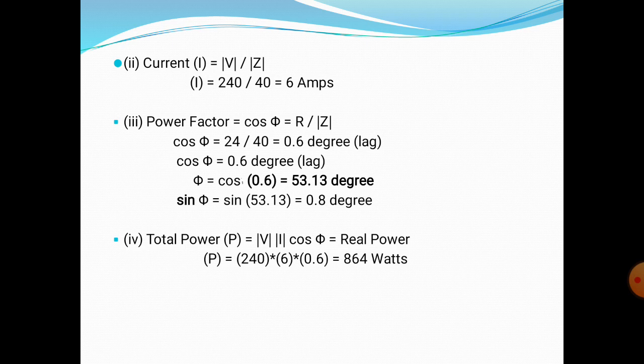And next we have to find the value of total power. P is equal to VI cos phi. That means this is the real power. P is equal to 240 into 6 into cos phi, which is 0.6, already calculated. So finally we get the value of power P is equal to 864 watts. The unit of power is watts.